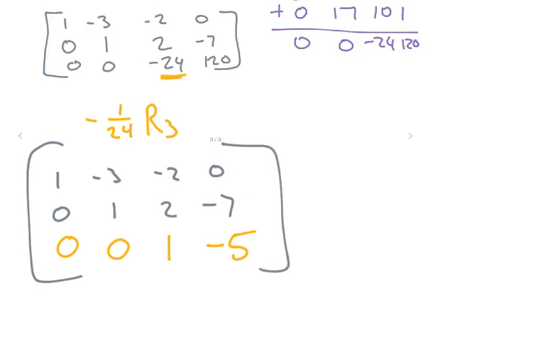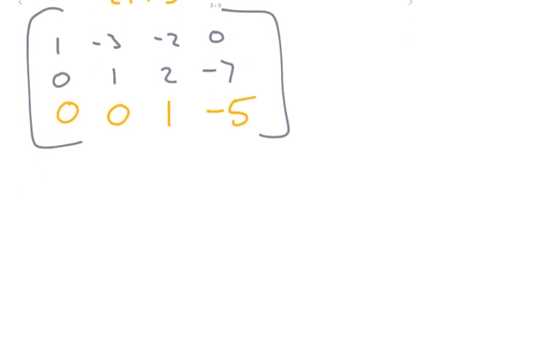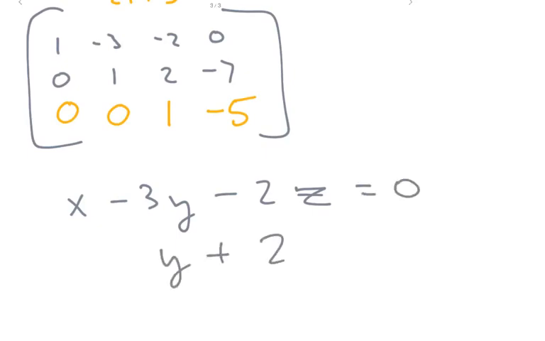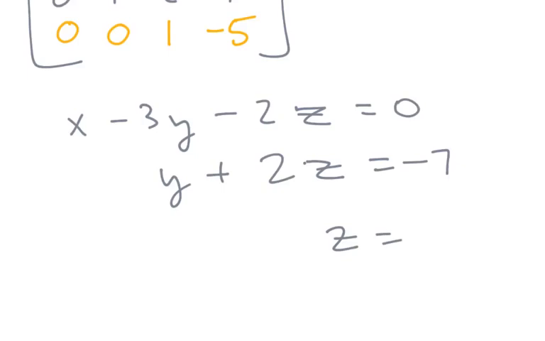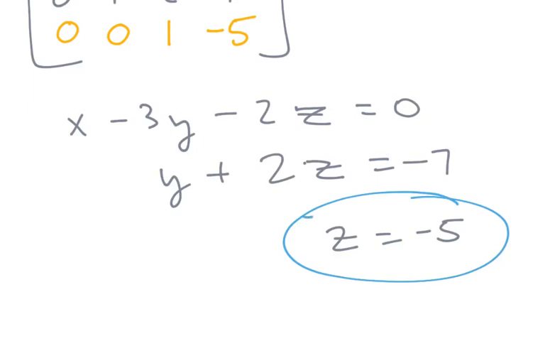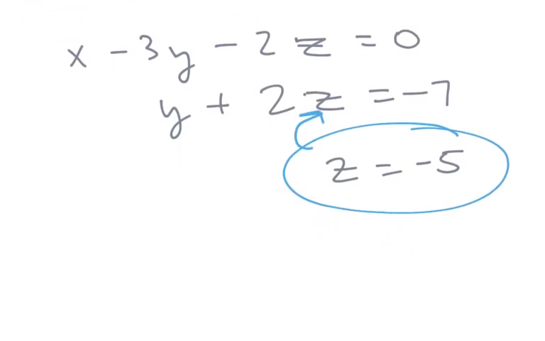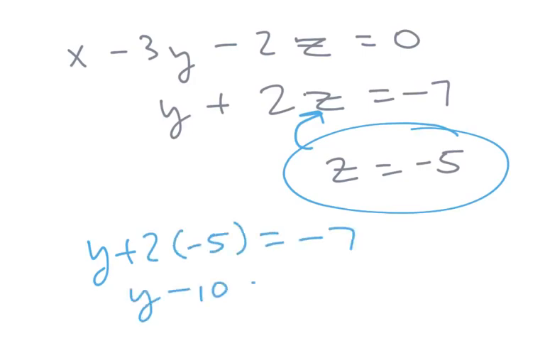So what did I actually do? The top one is x minus 3y minus 2z equals 0. The next row is going to be y plus 2z equals negative 7. And the last one is going to be z equals negative 5. So if I know that z is negative 5, I can plug that z value into the second equation and solve, and I get y to be 3.